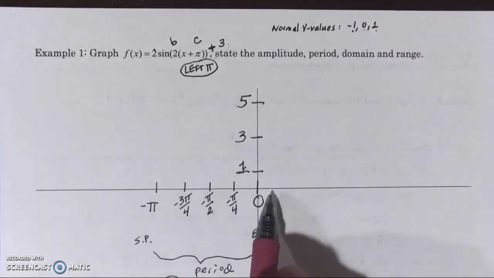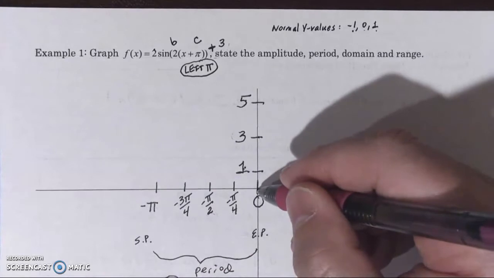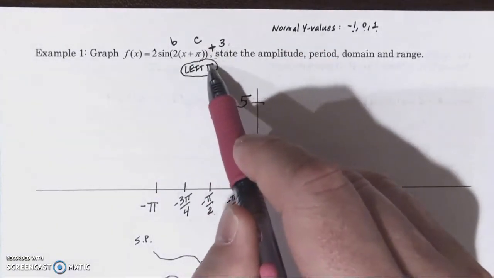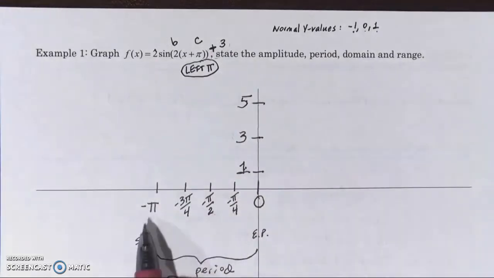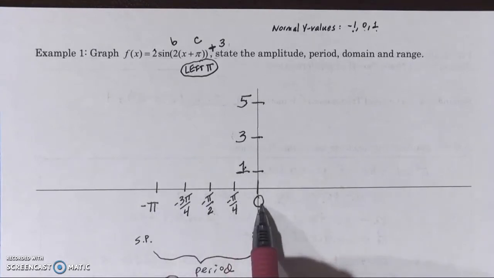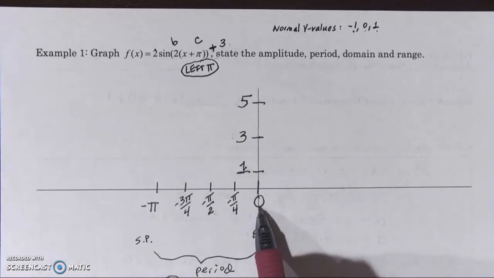Then we needed our 5 x values. Normally we start at 0. We used the horizontal shift to find our new starting point. We went to the left pi, so we're beginning at negative pi. We then found the period to be 2 pi over b. The period was pi. That's the distance between the start and the end of one cycle. Add pi to negative pi, and we get an ending point of 0.